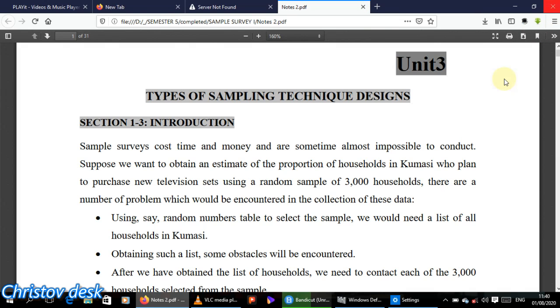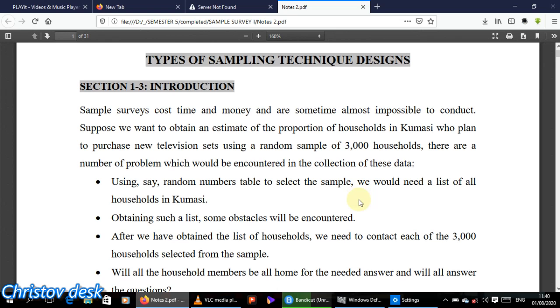So let's introduce this. We are trying to go through the probability sampling. So that's what we're trying to do.